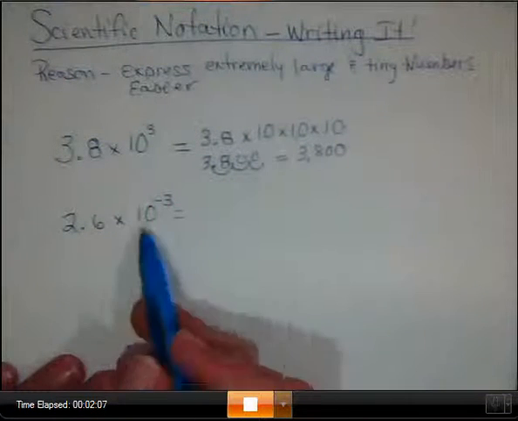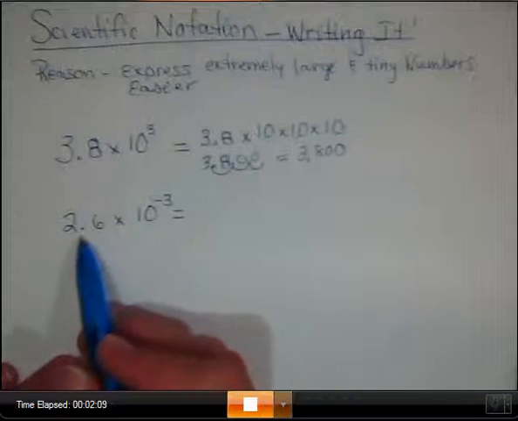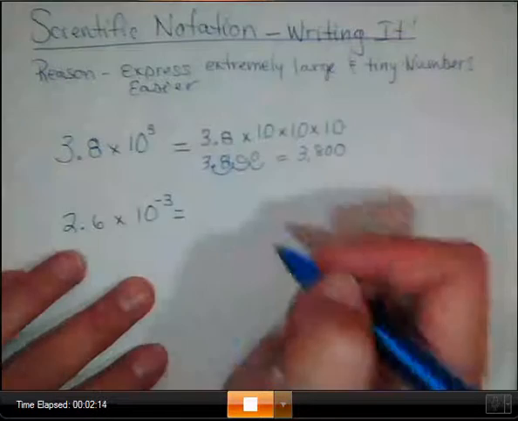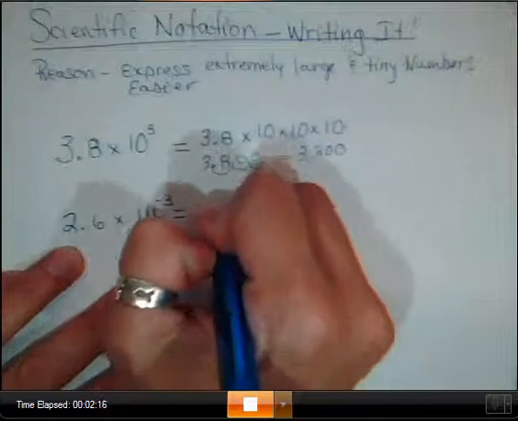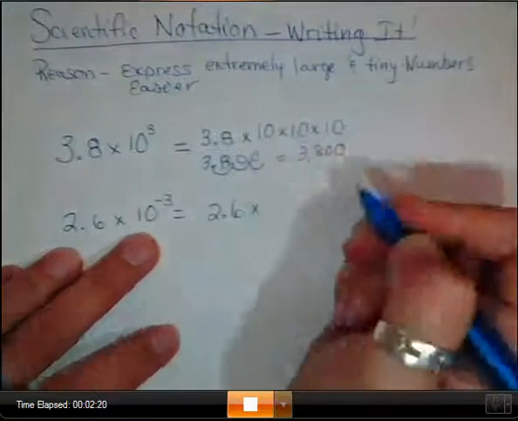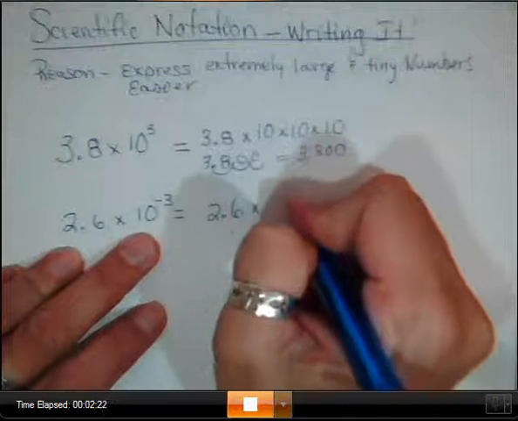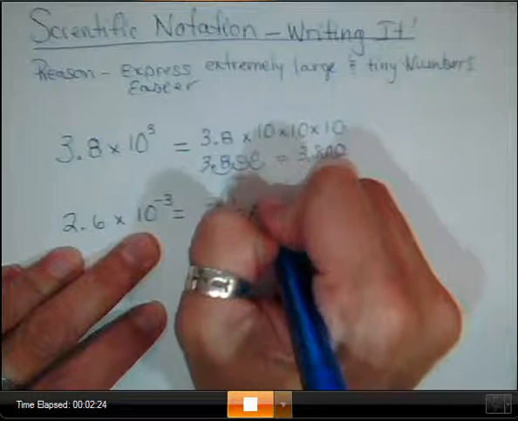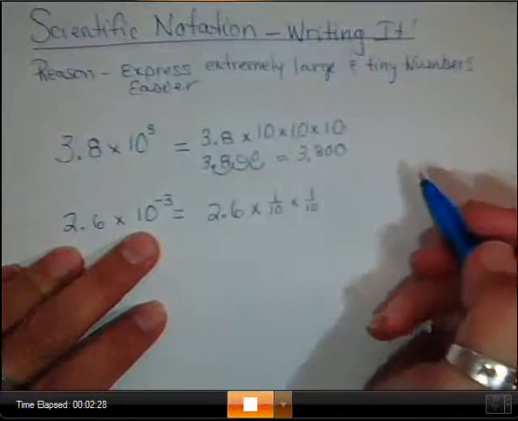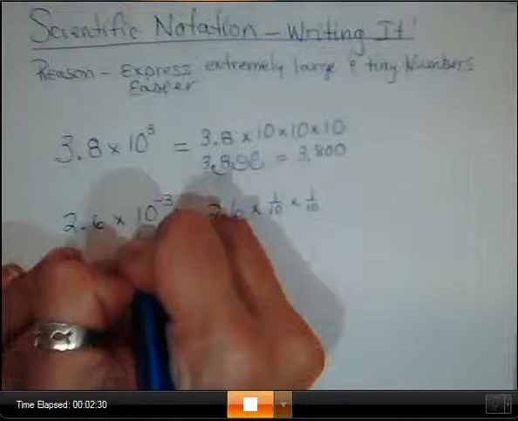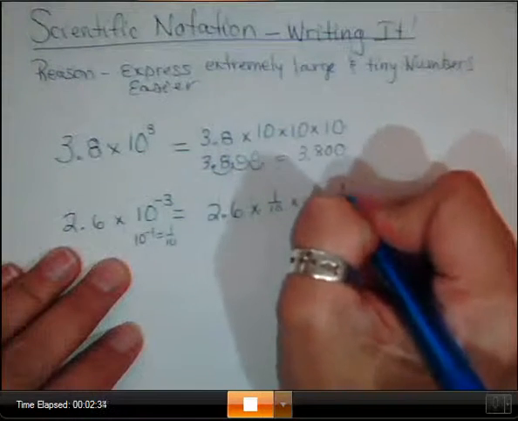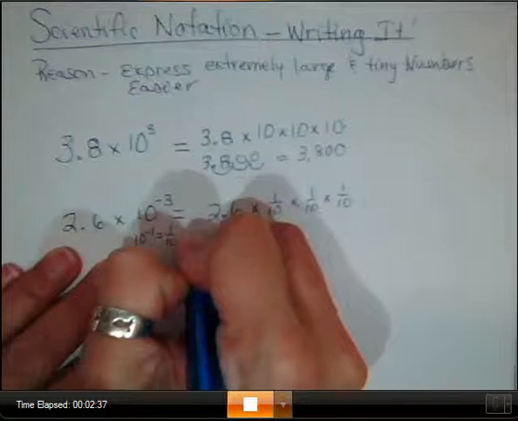Another example is a small number, like 2.6 times 10 to the negative third. Now there are a couple different ways to express this. We have 2.6 times 10 to the negative third. So you could think about this as times 1/10 times 1/10, because 10 to the negative first power is equal to 1/10. Or you could think about it as this.